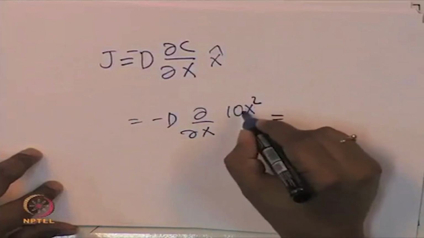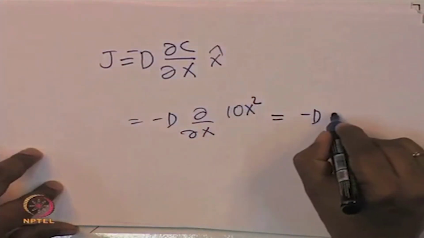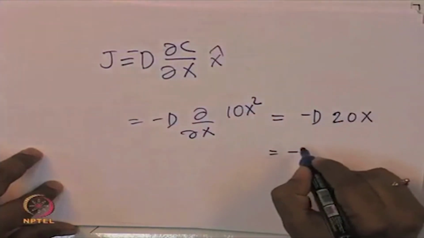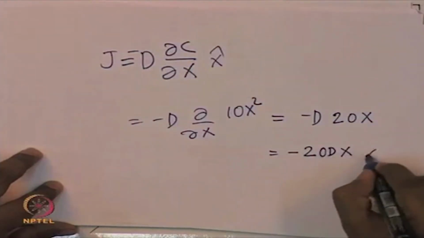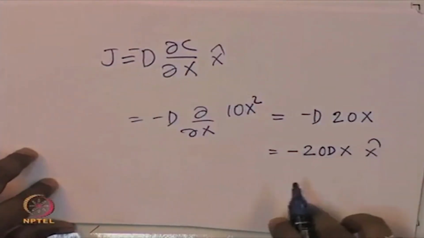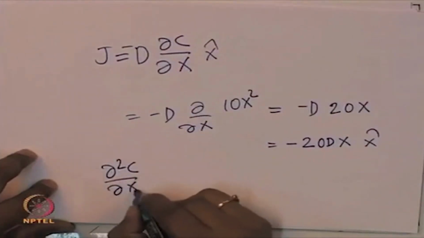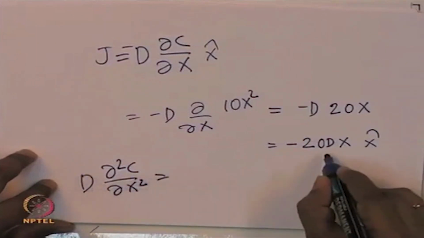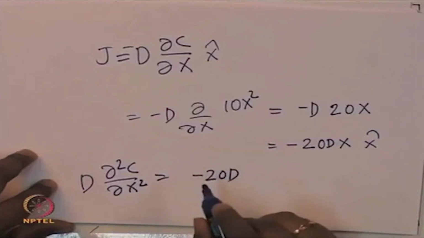So, this is basically the derivative of 10x² is 20x. So, this is minus 20 d x x cap. So, this is the answer, and if you calculate the second derivative, ∂²C/∂x² with d, it is one more derivative of this. So, the answer will be minus 20 d.